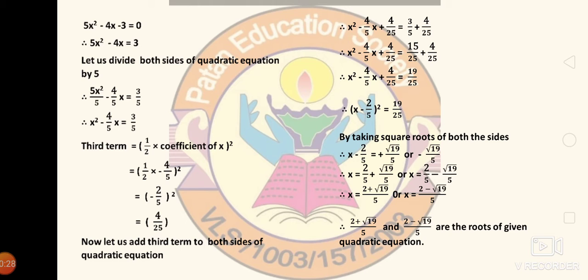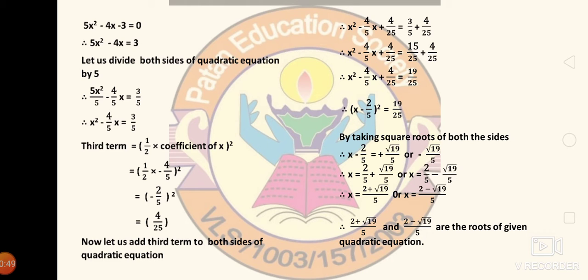As I told you in the previous example, minus 3 also should be taken on the right hand side, so that it will become plus 3, and then you have to convert that equation to coefficient 1. So first step, 5x square minus 4x is equal to 3. Minus 3 will come on this side, it will become plus 3.